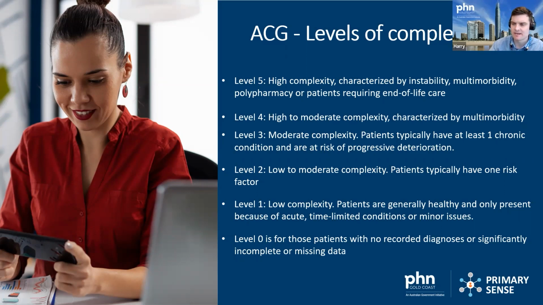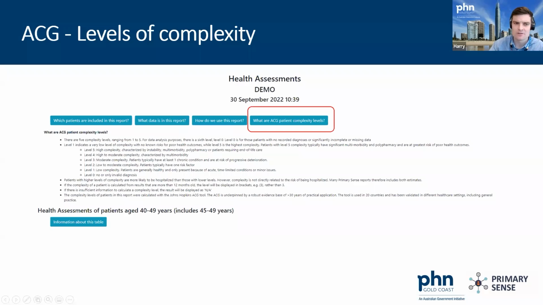We of course don't expect you to remember all of these levels here. So when you are using the Primary Sense tool, in any single Primary Sense report you view, there is this option here which says what are the ACG patient complexity levels. If you click on this aqua box here, this field here will expand down. It will detail what each level is and will also show you how this is calculated for patients in the practice.